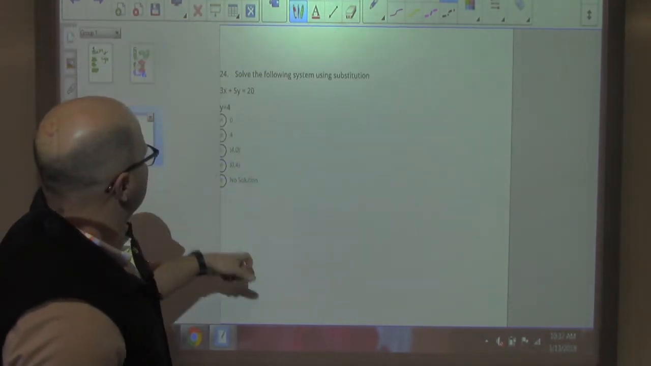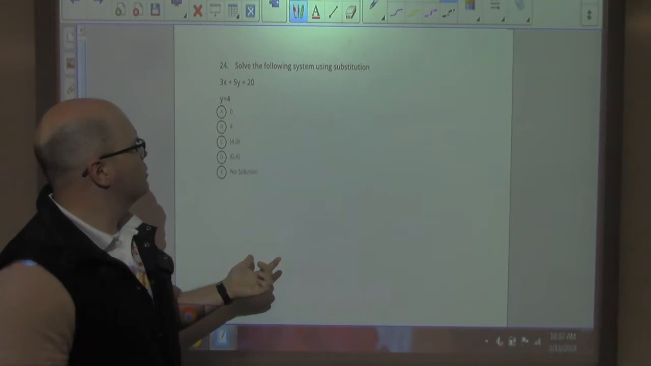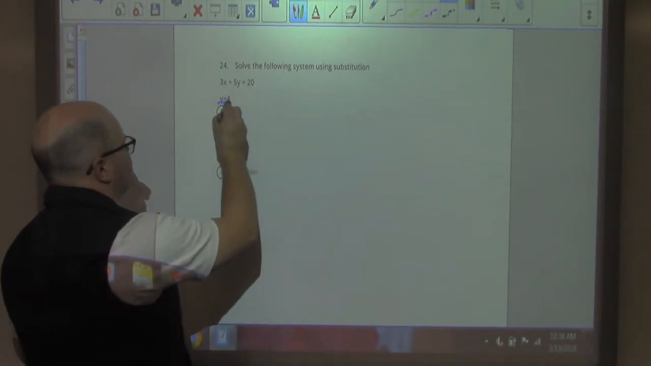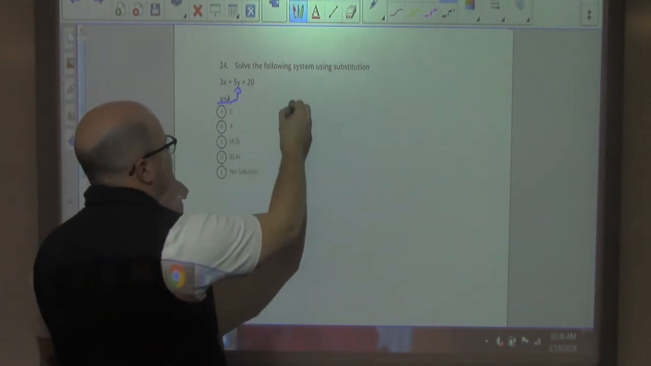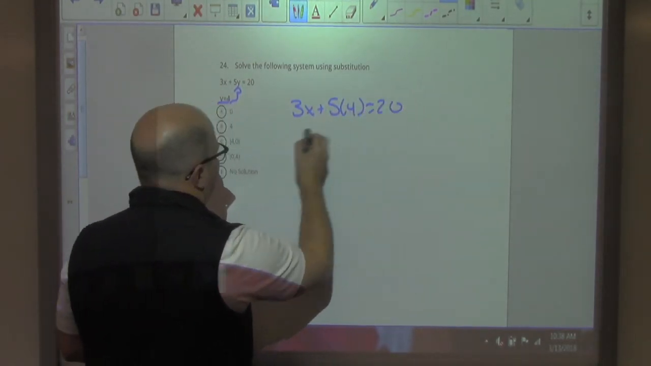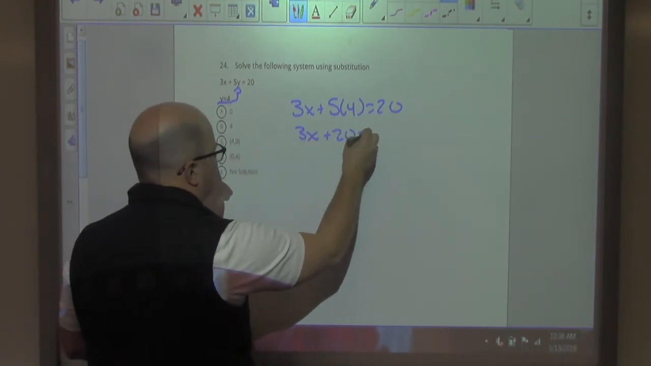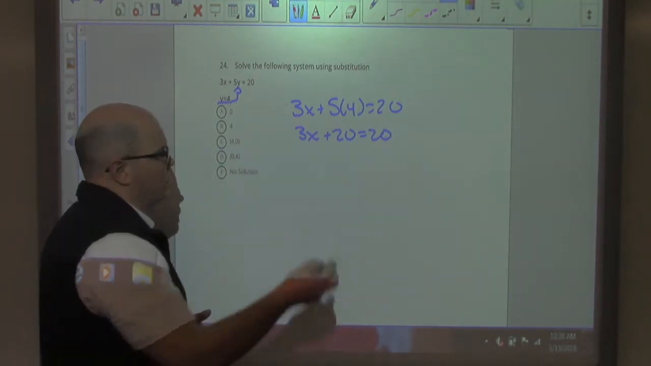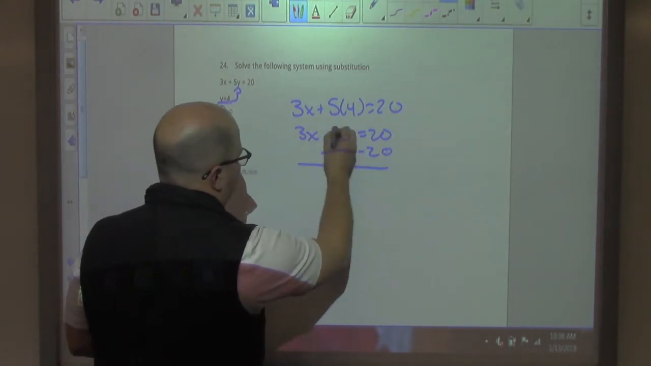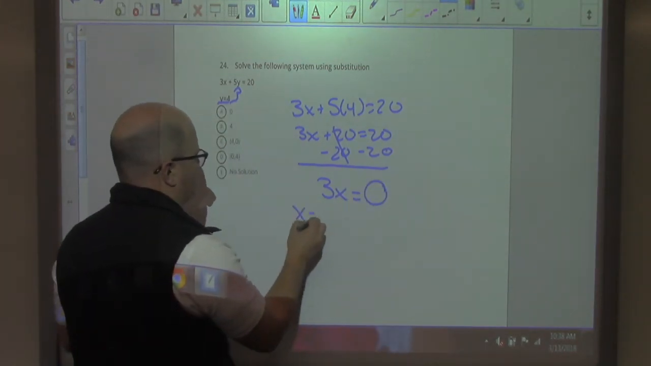And last but not least, we had our one final question, which asks us to solve the following system using substitution. Again, we find where y is equal to something. Here it says it's equal to 4, so I'm just going to plug it directly in. So 3x plus 5 times 4 equals 20. 5 times 4 is 20, so now I have 3x plus 20 is equal to 20. I need to move my 20 so I get my x's on one side. So I'm going to minus 20 from both sides. That goes away. Now I have 3x is equal to 0, which means x is equal to 0.